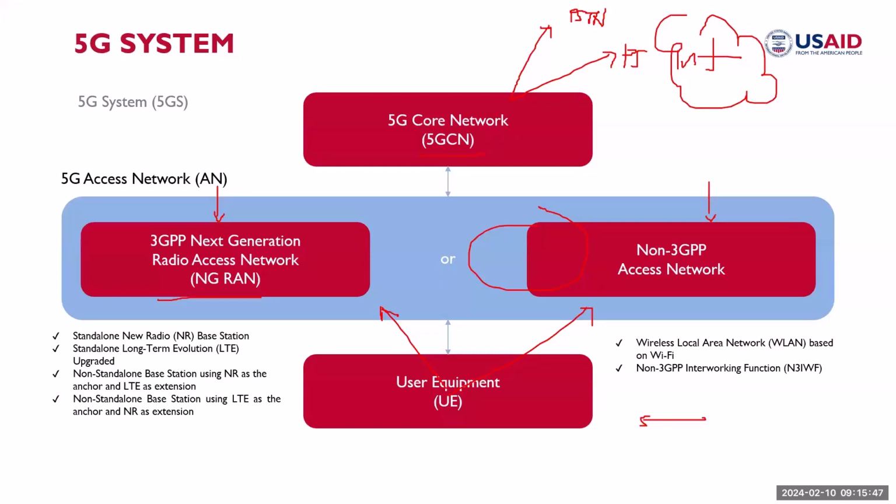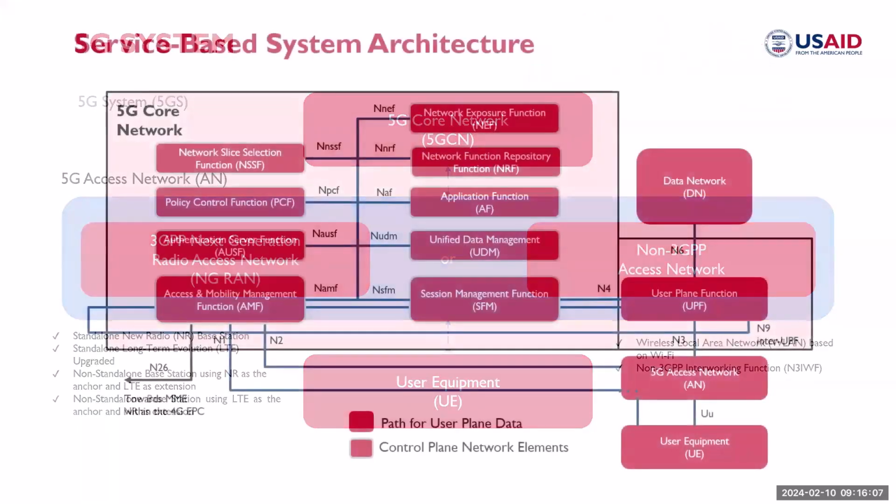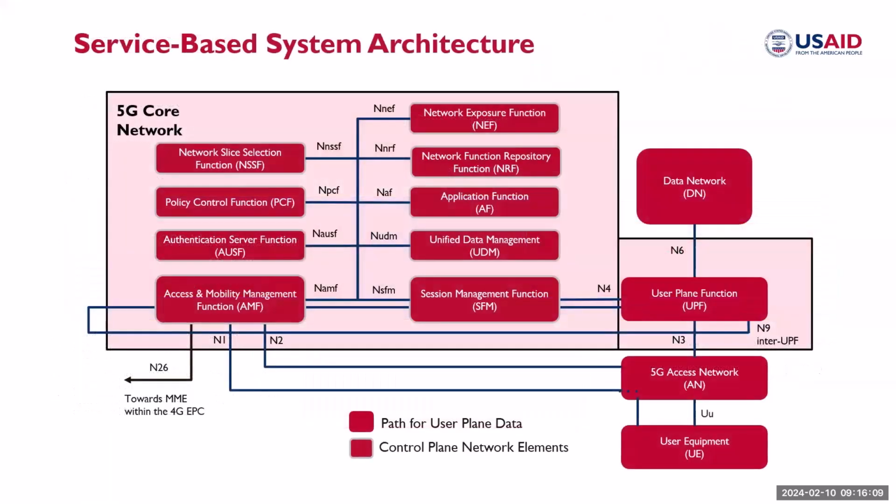5GCN is made up of several different management functions. So, session management, later we'll discuss that. Okay? So, the 5G access network is the portion of the 5G system that provides wireless connectivity to the UE. Later, let's see the details. Okay? Next, let's go into the core network, the 5G core network.